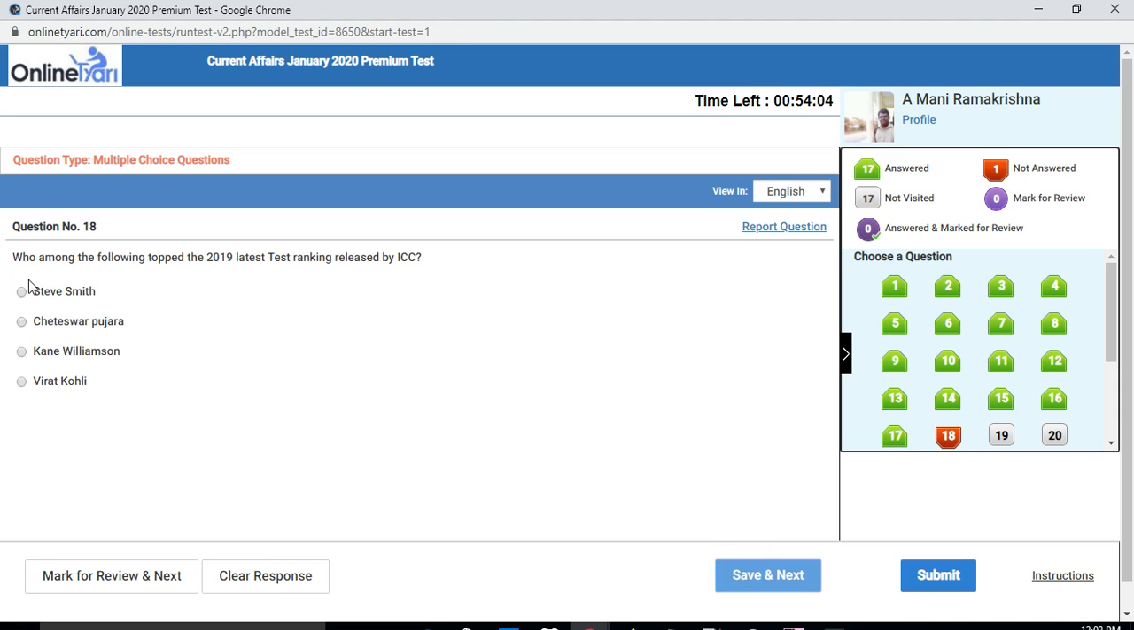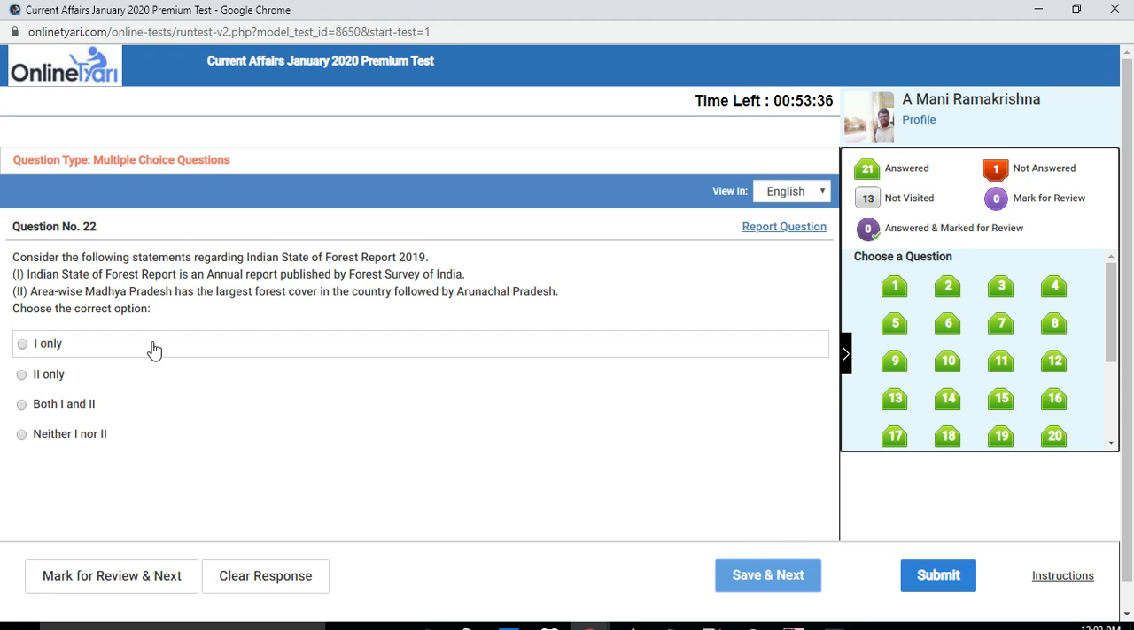Who among the following top 2019 ranking held by ICC? Who among the following region got action pistol? Singh Susinta or France. The Indian State Forest Report, 54 square kilometers. Consider the following statements counting the Indian State Forest Report here. Natural also. Okay, both are the two.